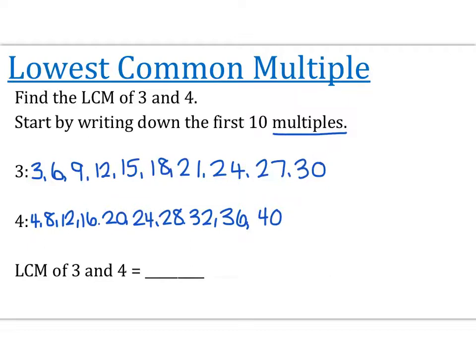So now what we're looking for is what things they have in common. Well, I see 12 here, I see 12 down here. I also see 24, and I see 24 as well. So now I have to decide which one is the lowest one. Is 12 lower or is 24 lower? Well, I'm pretty sure 12 is lower. So the lowest common multiple of 3 and 4 is 12. And that's what we have to do today.